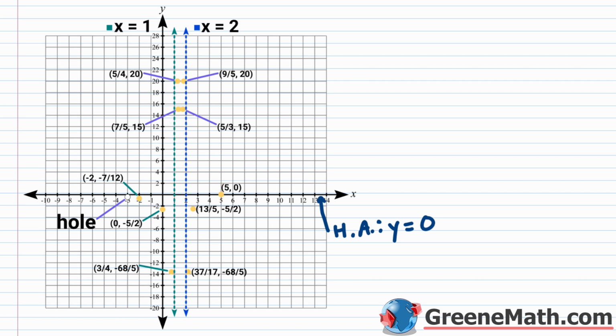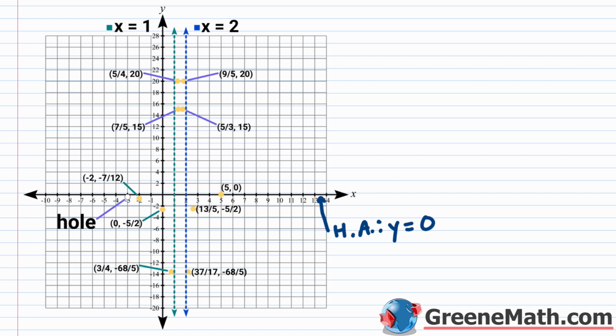So just coming down here and thinking about what we have, this is your 5/4 comma 20. This is your 9/5 comma 20. This is your 7/5 comma 15. This is your 5/3 comma 15. This is your -2 comma -7/12. This is your 0 comma -5/2. Your 3/4 comma -68/5, your 37/17 comma -68/5, your 13/5 comma -5/2, your 5 comma 0.